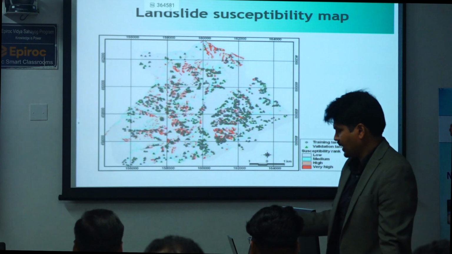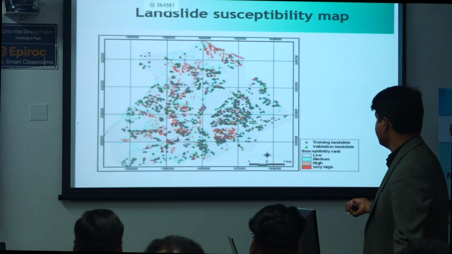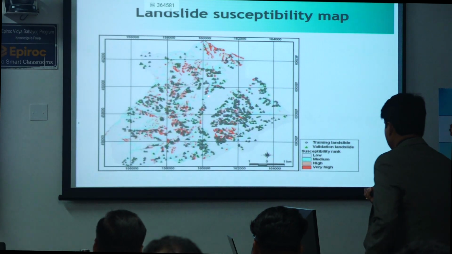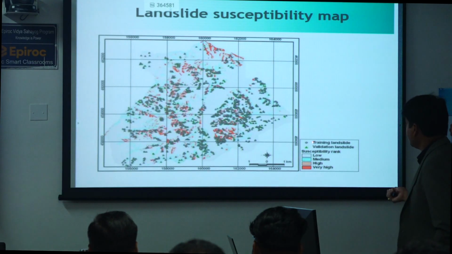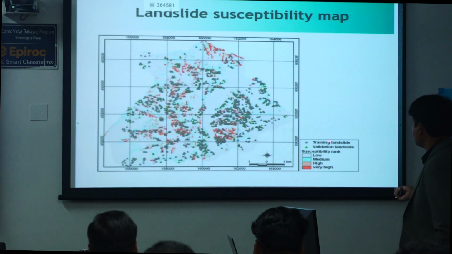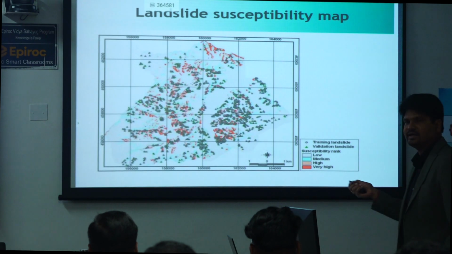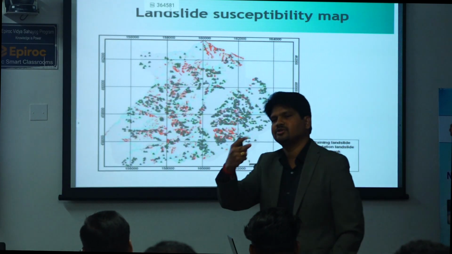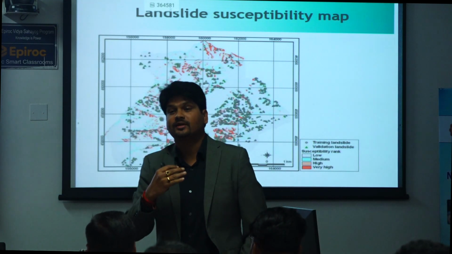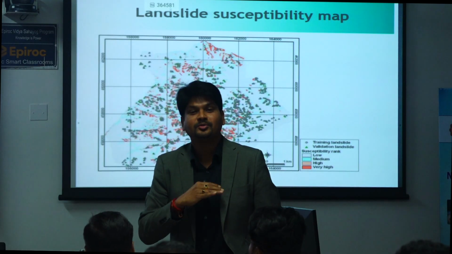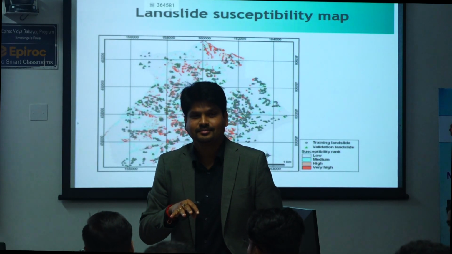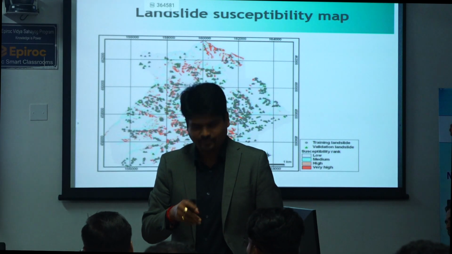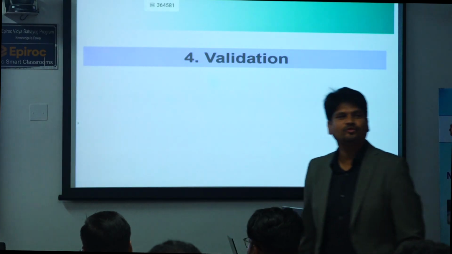Okay? Any other questions? So then, in this map, you see what I have done? I have just overlaid the training landslide data and validation landslide data. That means training and testing data I am just overlaying to see visually whether it makes sense. And I am 100% sure it will make sense. Okay? Now, next, how to do the validation.